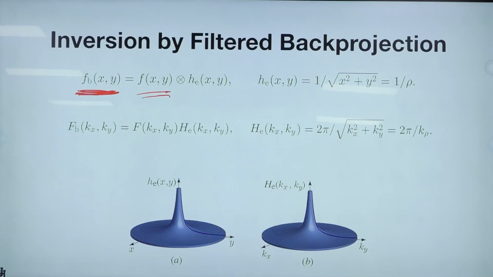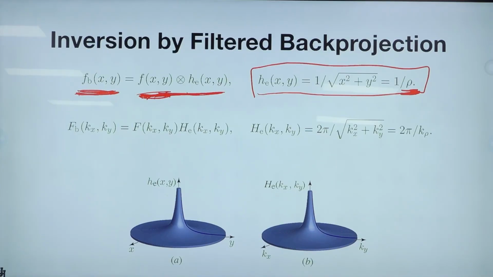That's exactly what we should do. So basically, FB of x, y, the back projected data, is the original object convolved with some kind of transfer function, and this filter happens to be 1 over rho. As you can see, for small values of rho it's larger, and for large values of rho it becomes smaller, right? This is a convolution in the spatial domain, so it becomes a multiplication in the Fourier domain. This is the filtering process. Take a Fourier transform of this in 2 dimensions, it happens to be 1 over k rho. So basically take the data, divide by k rho.